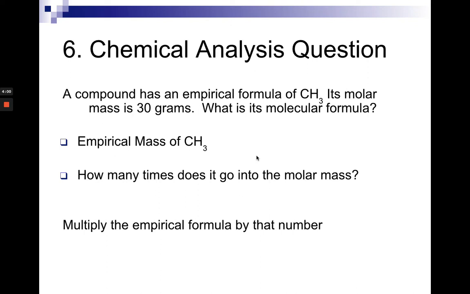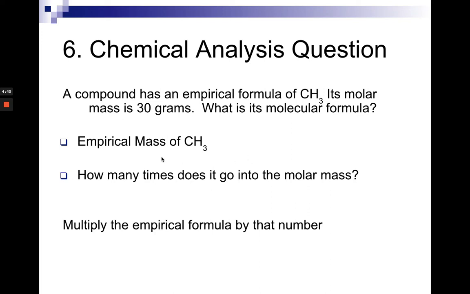All right, so let's do a chemical analysis question. A compound has an empirical formula of CH3. Its molar mass is 30 grams. What is its molecular formula? You can imagine that you are a lab boss and you have a couple of technicians working for you and you have an unknown compound. They have been able to determine that the empirical formula of this unknown compound is CH3, and they've used something called a mass spec to figure out the mass of this compound is 30 grams. Using those two pieces of information, you should be able to figure out the molecular formula of this particular compound, and hence probably what its identity is.